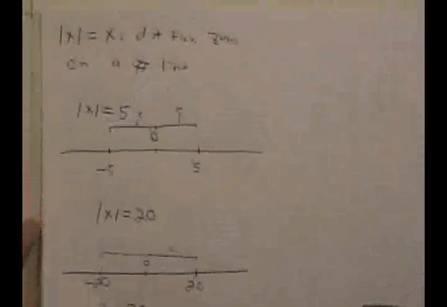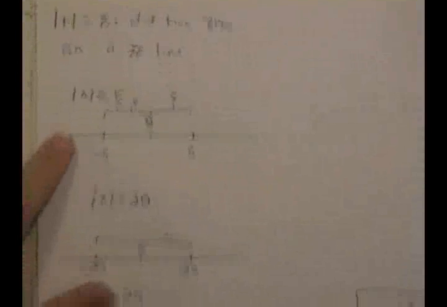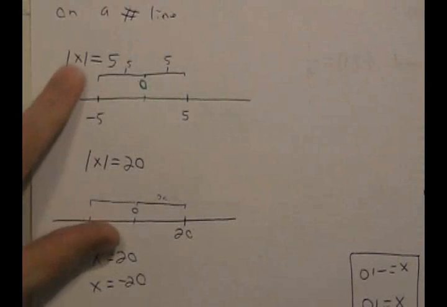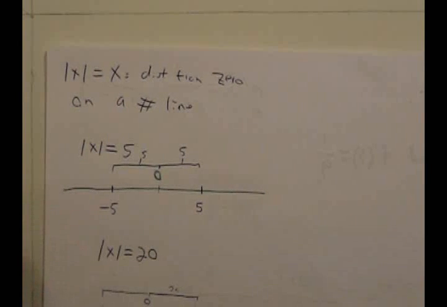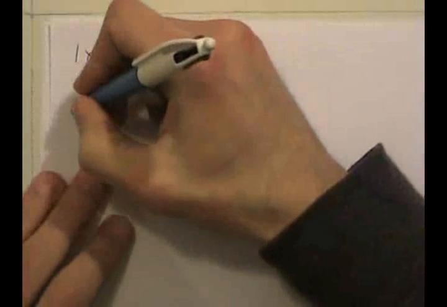Now, this is particularly useful when we're doing not absolute value equations, but inequalities. This distance from 0 concept is going to be important, because what if I have absolute x less than 5, not less than or equal to 5? First you have to understand what it's asking.